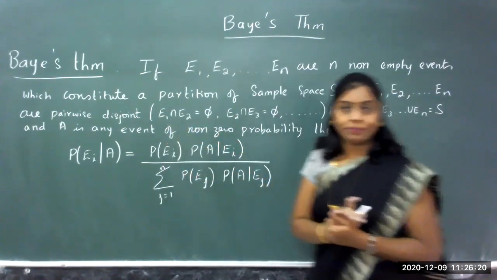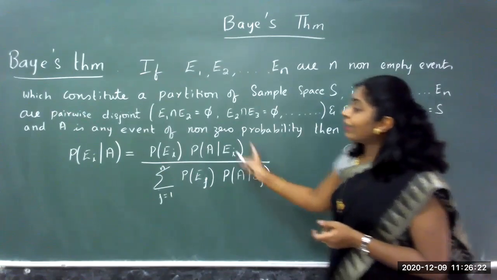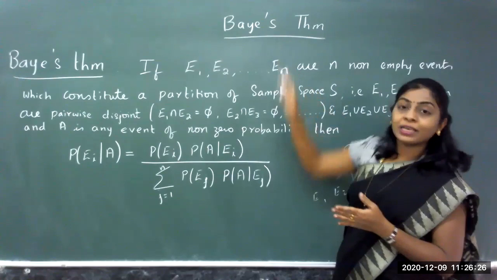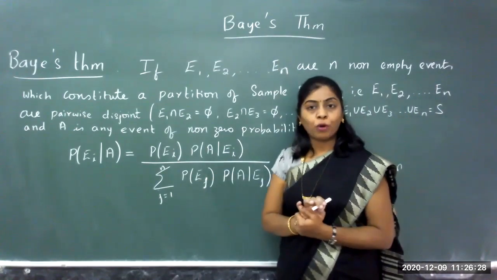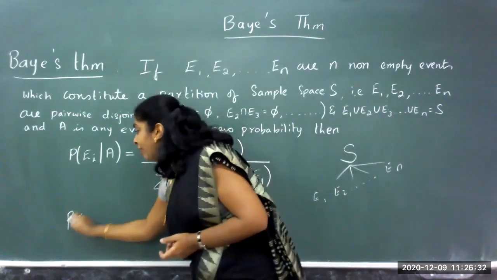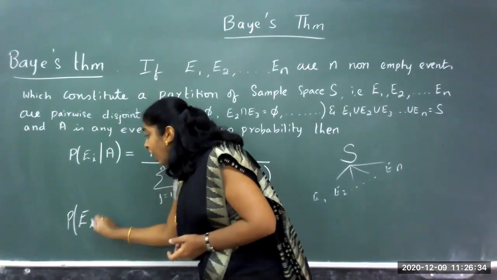One more event A. On that event, they have asked us to find the conditional probability, which is given by Bayes' formula. What do I mean by this? Out of all these events, what do I have?